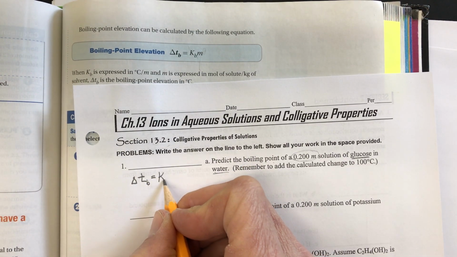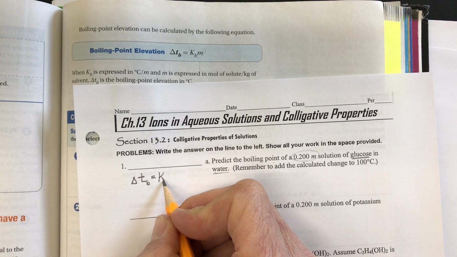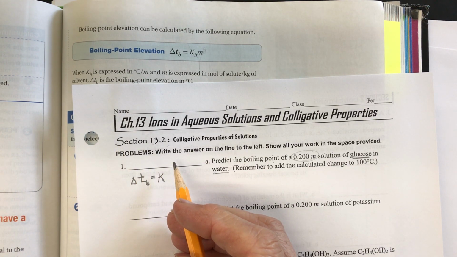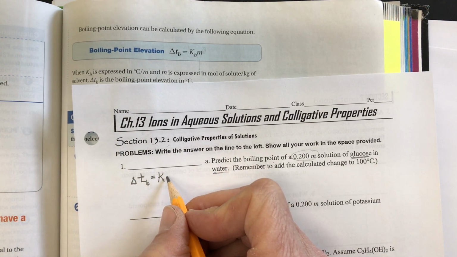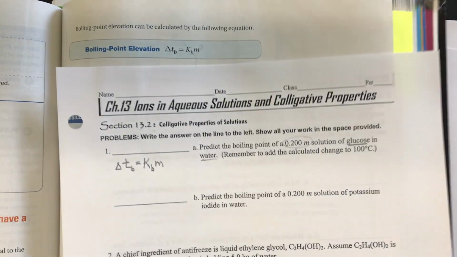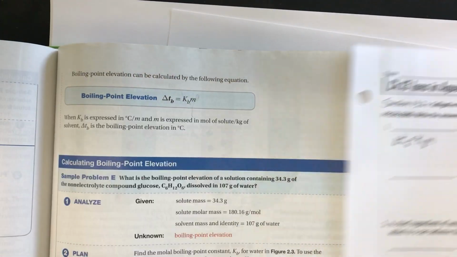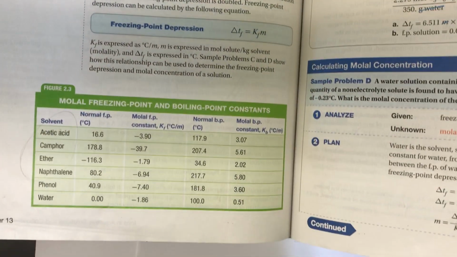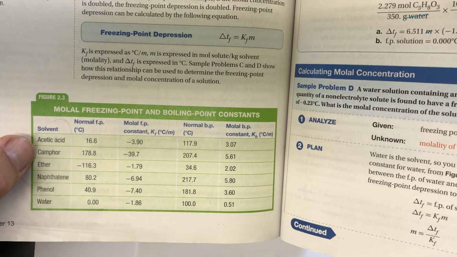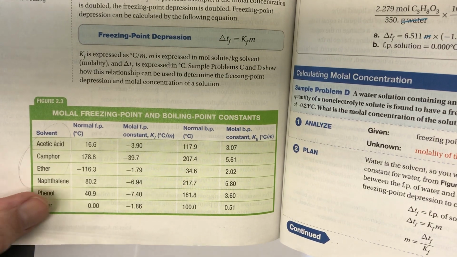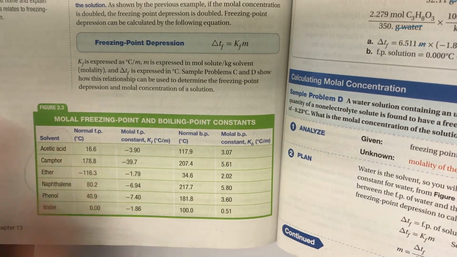equals K. Now this K stands for a constant, and it is the boiling point constant for water. And we can look that up in your book. It's nicely here on the bottom of the page. And for other substances, it's in a table on the page before, which you may have to reference when it comes to other substances: acetic acid, camphor, ether, naphthalene, phenol, and water. We're going to do water, which, for boiling point, is 0.51.